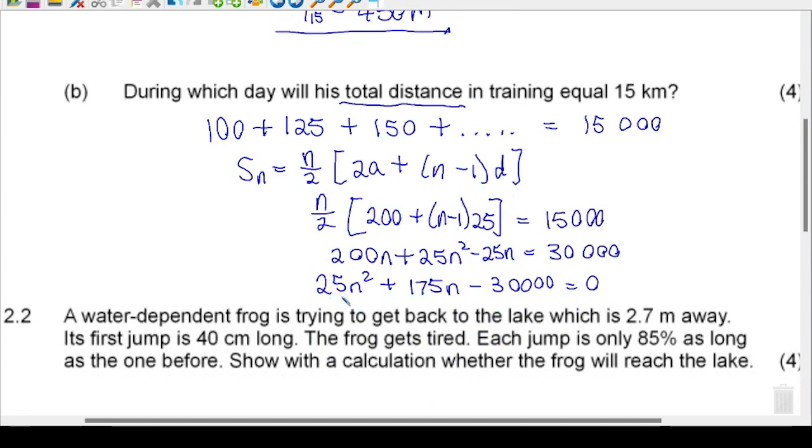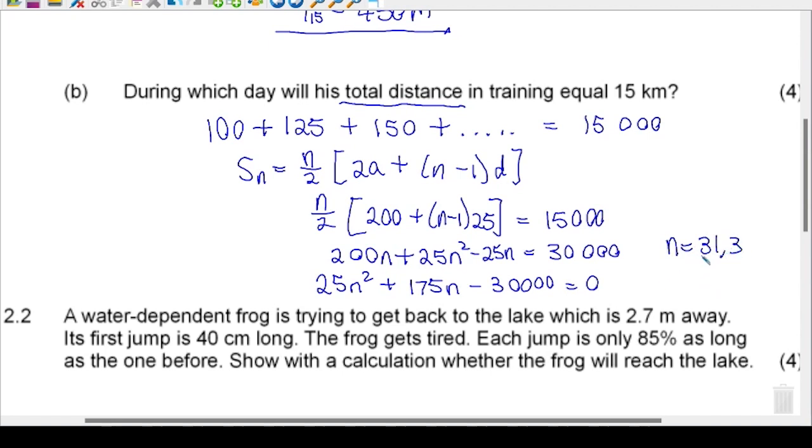We're going to use our quadratic formula. To save time, I'm not going to actually put those numbers in on my calculator. I'm just going to tell you that there are two answers. One of them is negative, which is clearly not the right answer for the day number. The other one is 31.3.